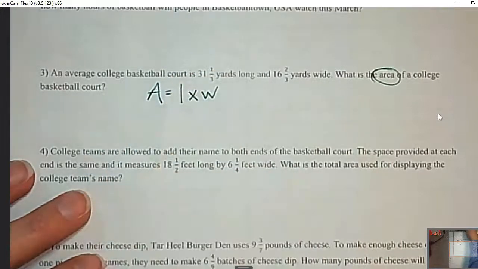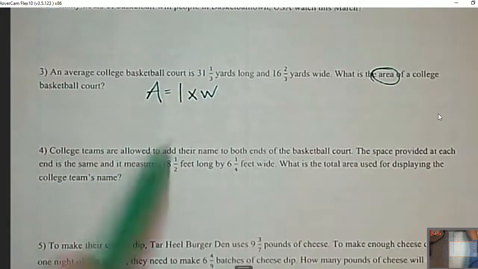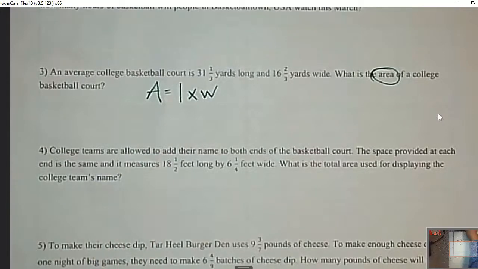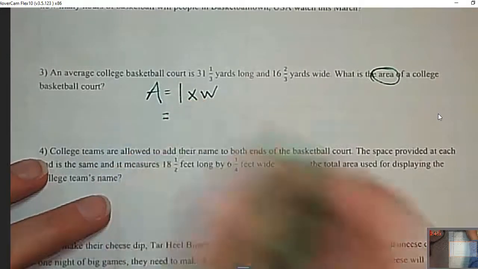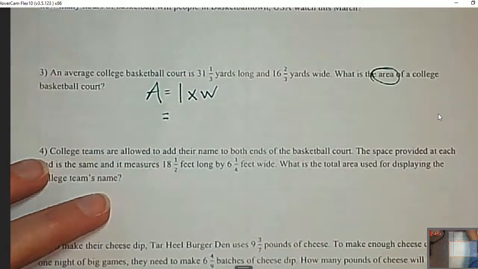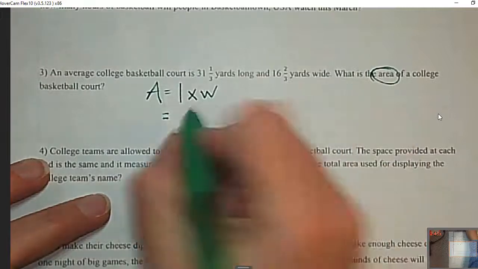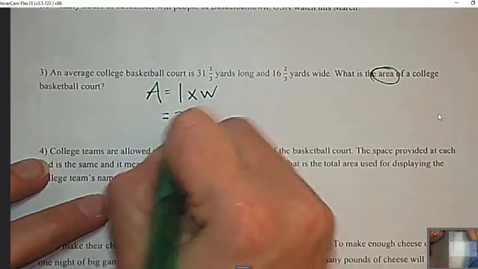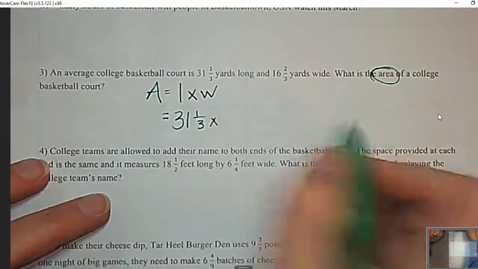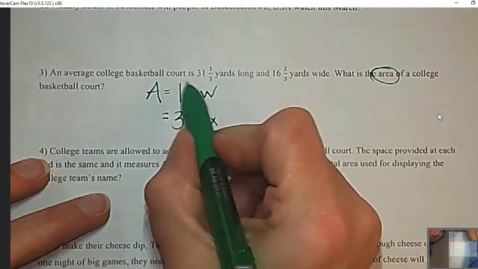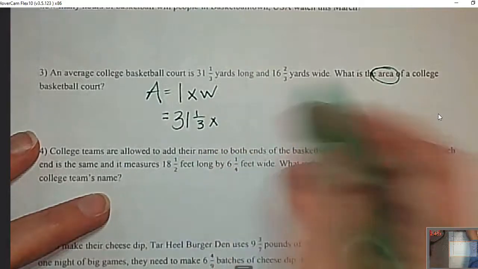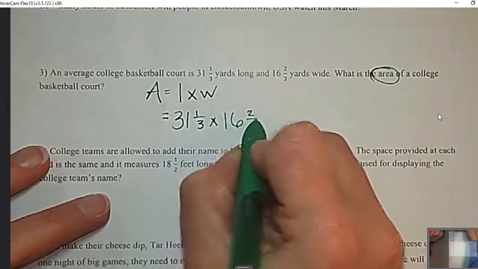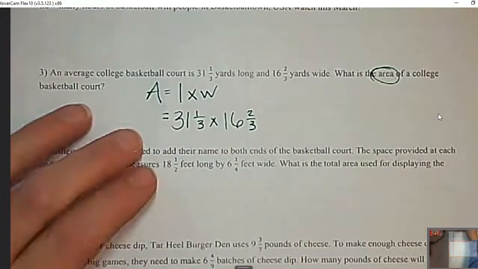Remember, we're not just teaching you for 5th grade, we're teaching you for life. This is a skill that is going to benefit you greatly in middle school and high school. And then the only other thing we're going to put on our worksheet for right now is the actual numbers or the units that we're going to be multiplying together. In this case, we've got yards times yards. We've got the basketball court that's 31 1/3 yards long, so we've got a length, and we have a width of 16 2/3.